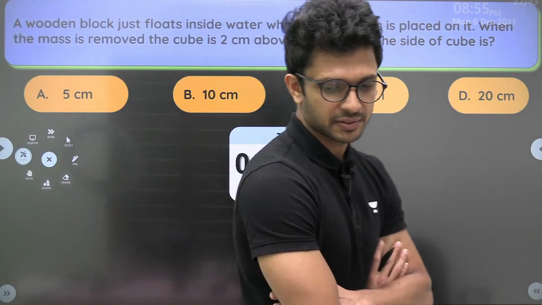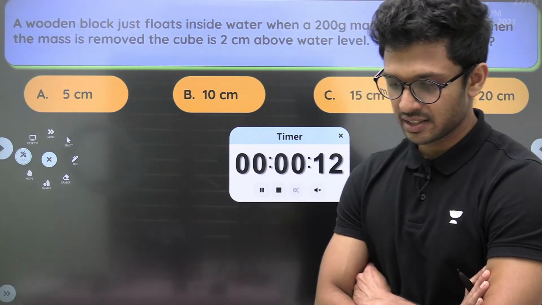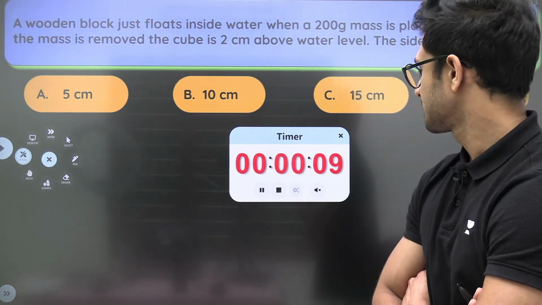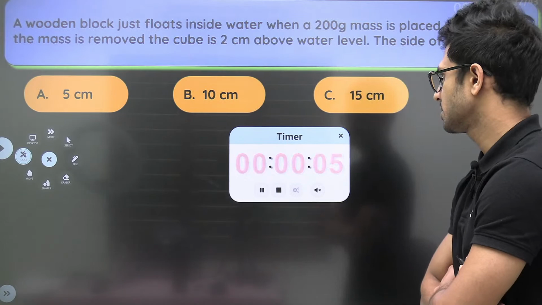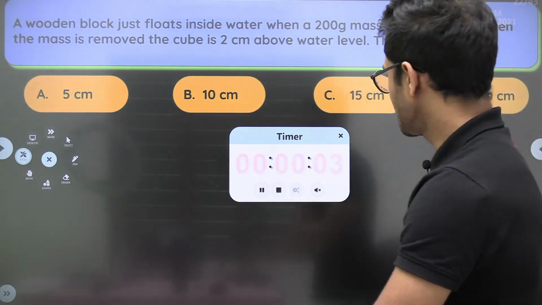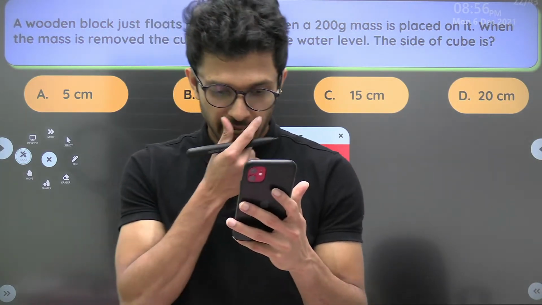$18, $17, $13. Last 10 बच्चा लोग. Complete your calculations quickly and give me the answer. Okay, 3, 2, 1 and time is up. What do we have here?